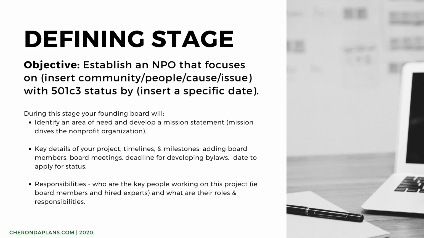Reflecting back to our checklist, during the defining stage, we are really going to be spending time with 1, 2, and 3. We're going to have our minimum of 3 board members. We're going to really needle down and identify that issue, as well as come up with a working mission statement that may change over time. In this stage, we are going to talk about our key deadlines as well as the key people that are responsible. It's really building the foundation for your project plan.